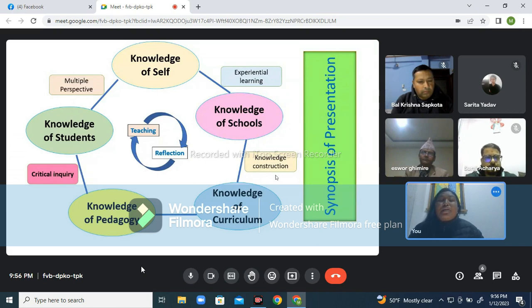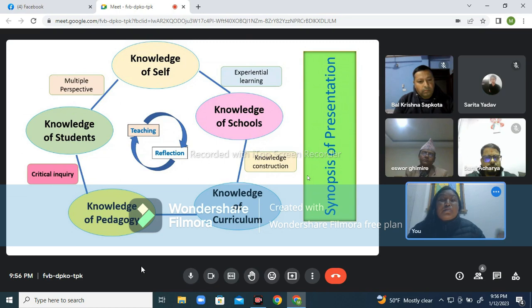This represents the reflective practice of the teacher, and by doing reflective practice, the teacher can develop multiple perspectives for a single situation. And those multiple perspectives encourage and motivate the teacher to do different experiments, so they get involved in experimental learning. And this multiple perspective and experimental learning will help teachers go through critical inquiry. From there, the teacher will construct knowledge of different kinds.